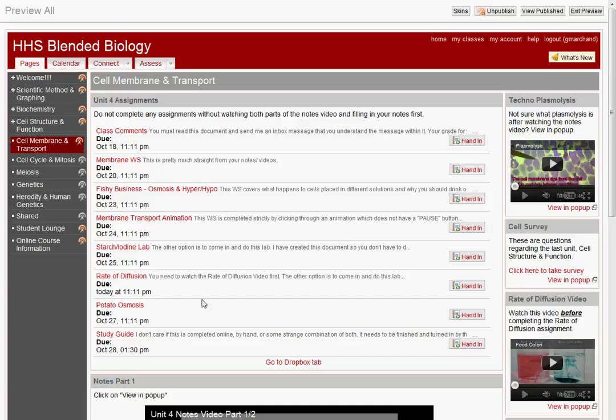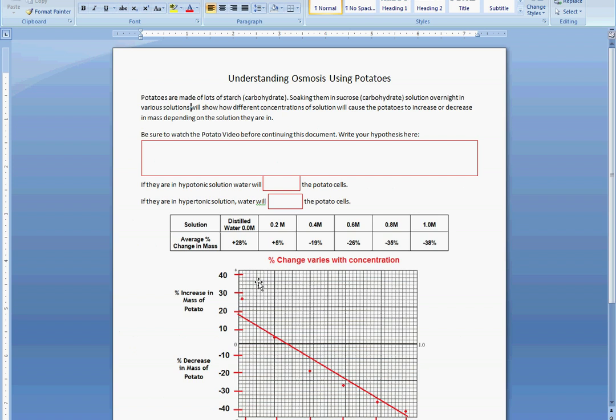Welcome to the blended learning version of the potato osmosis lab. You'll find the assignment here on the cell membrane and transport page. When you click on it, or you should have already clicked on it, it looks like this. Hopefully it looks like this. If it doesn't, you might have some problems.